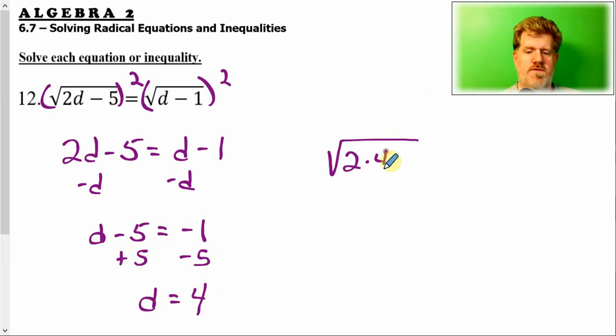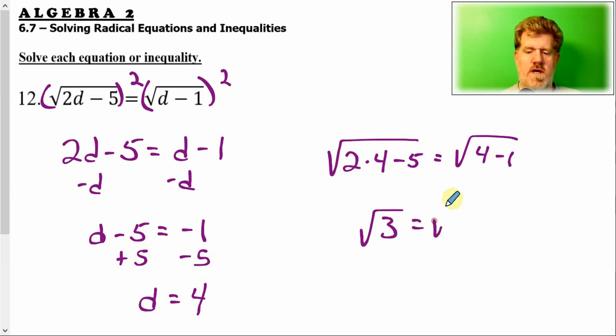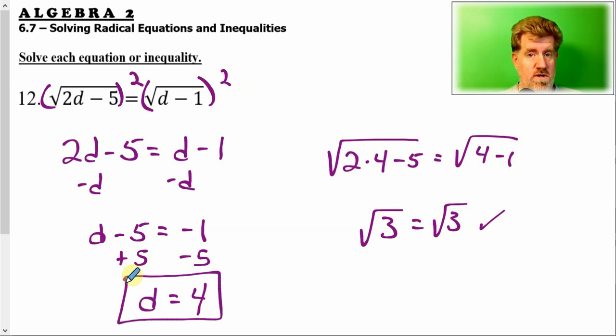2 times 4 minus 5. 8 minus 5 is 3. 4 minus 1 is 3. Guess what? It's not a whole number, but doesn't the square root of 3 equal the square root of 3? Yeah, it does. And we're okay.